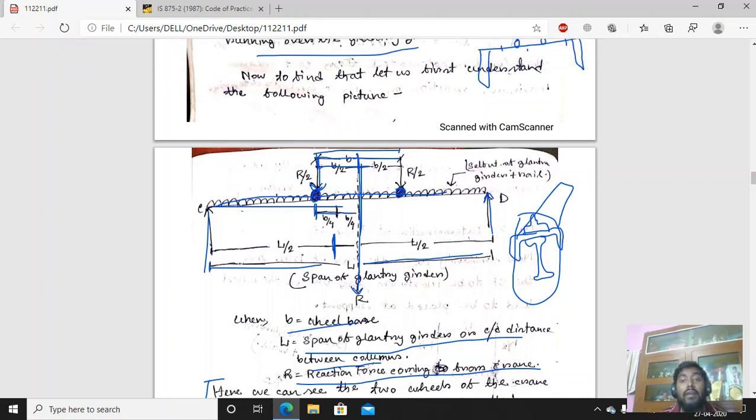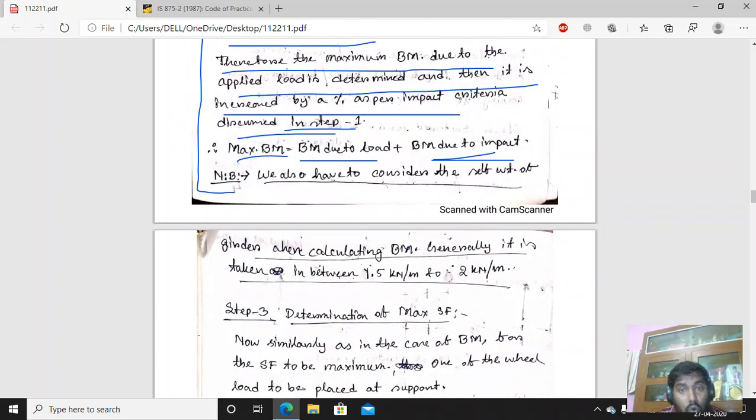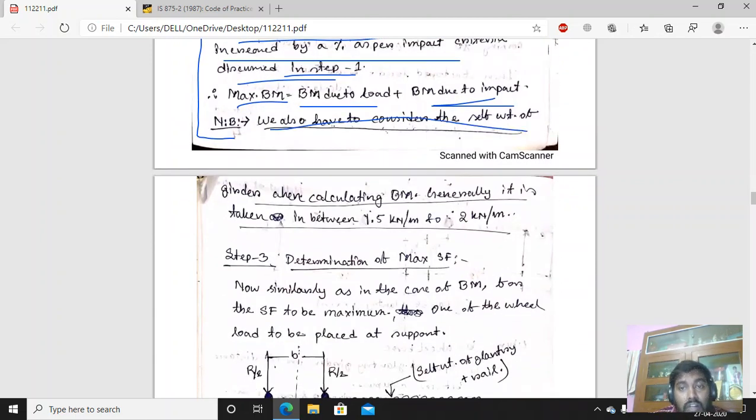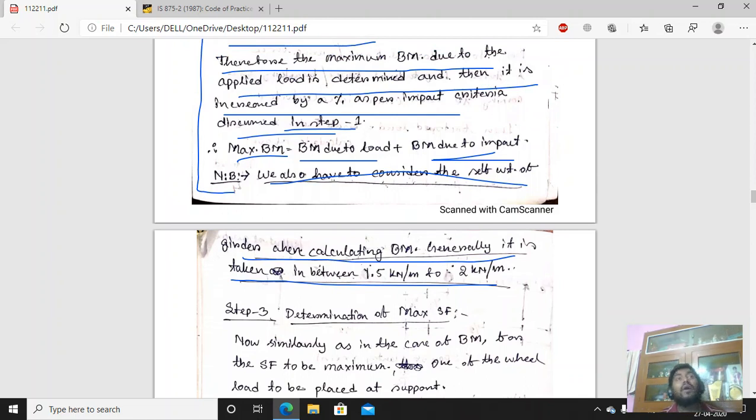So the bending moment has to be calculated considering both the reaction from the wheel load as well as the self weight of the girder plus the rail. We have to consider both of that. Generally the self weight of the girder is not specified in the problem. Generally we take the load of the girder between 1.5 to 2 kilonewton per meter. So we have to consider the self weight of the girder plus the weight of the rail.